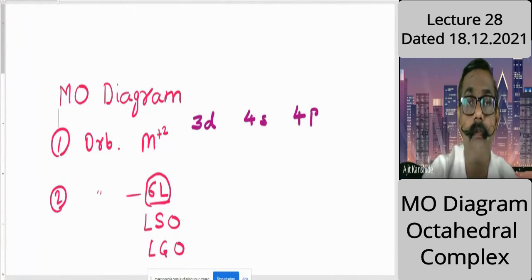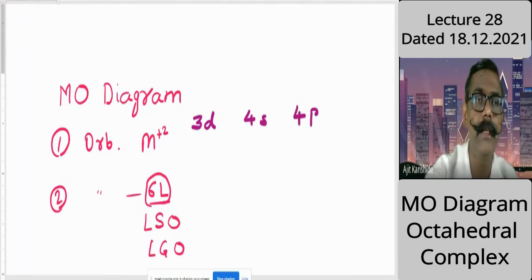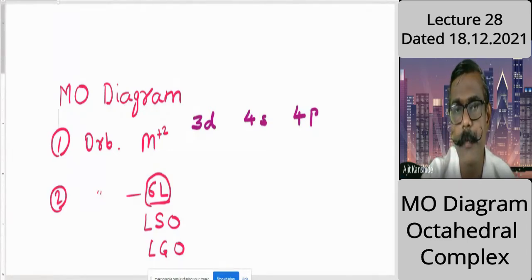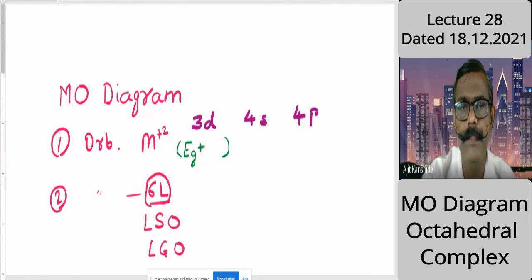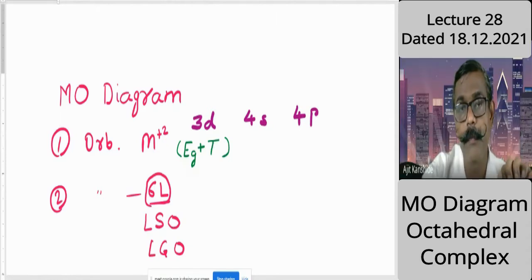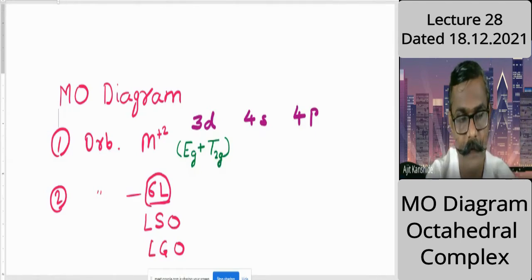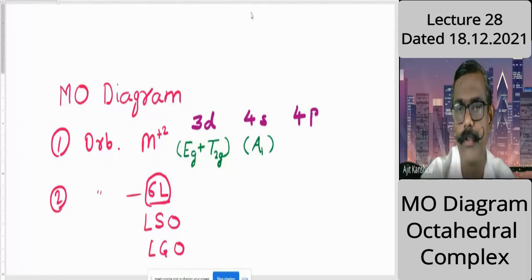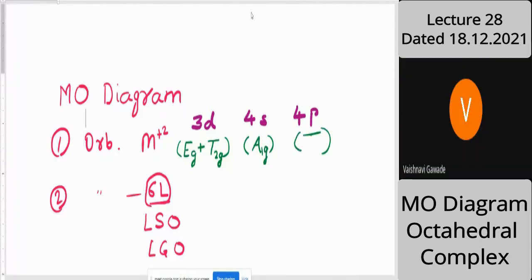If I clearly represent them, then 3d orbitals means Eg plus T2g. The d orbitals are 5 in number. The doublet means E, the doublet is 2 orbitals, and the remaining 3 out of 5 are T2g. Now the 4s orbital means A1g, and the 4p orbitals mean T1u.